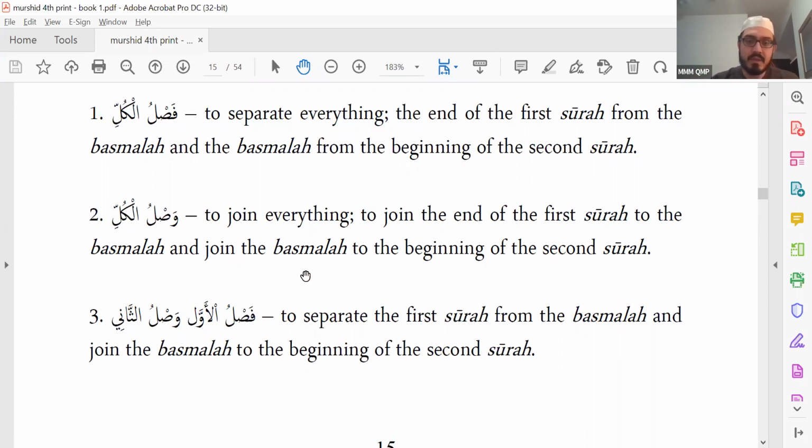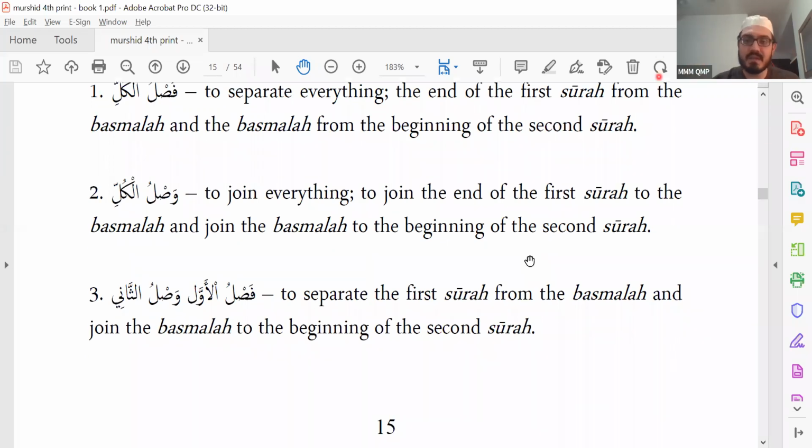And number 3 is to separate the first surah from the Basmala and join the Basmala to the beginning of the second surah. So you're going to basically stop the first surah from the Basmala, or you're going to disconnect. وَمِن شَرِّ حَاسِدٍ إِذَا حَسَدٍ, بِسْمِ اللَّهِ الرَّحْمَنِ الرَّحِيمِ قُلْ أَعُوذُ بِرَبِّ النَّاسِ.